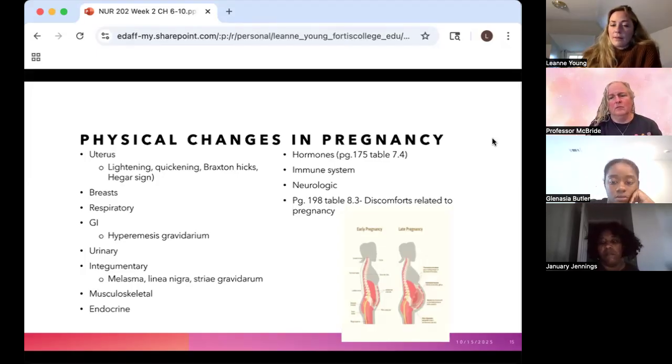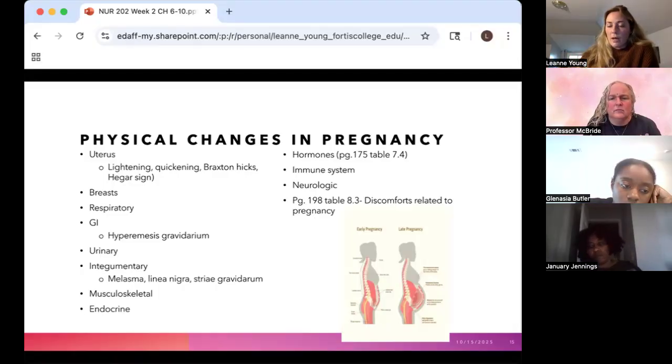For the skin, lots can happen with the skin. Common things are like melasma, which is that blotchy, brownish hyperpigmentation of the skin, and it's usually on a woman's cheeks, nose, forehead. Your linea nigra, which is your pigmented line extending from the symphysis pubis to the top of your fundus. It just goes right down their belly. It's a darkened line that some women will get.